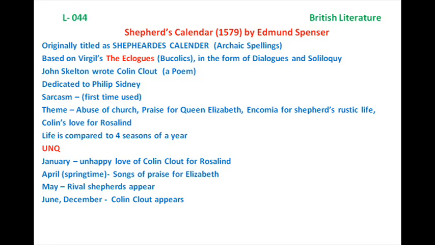And then there is also the theme of Colin Clout's love, his unrequited or unsuccessful love for Rosalind. And then he also praises Queen Elizabeth throughout the poem, and we can also call it encomia, or praise, for the rustic life, for the rural life of the shepherd. So different issues are being touched by the poet in this poem.